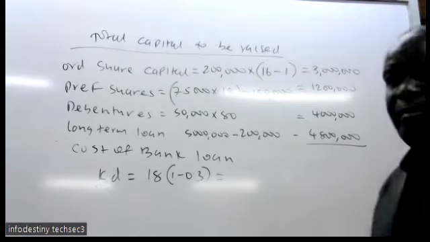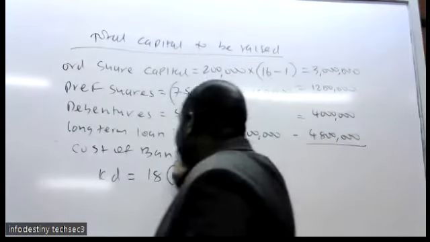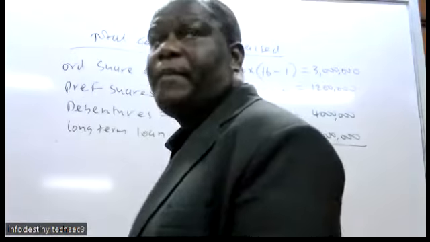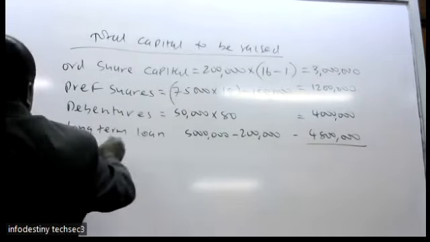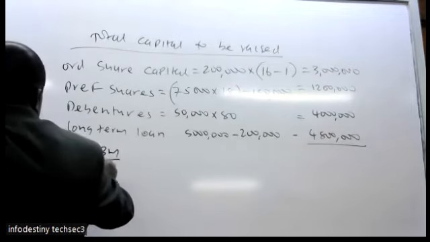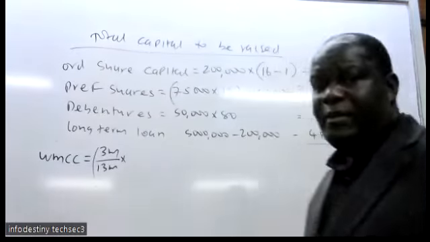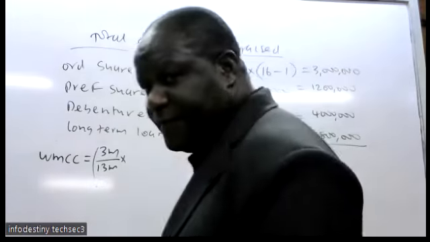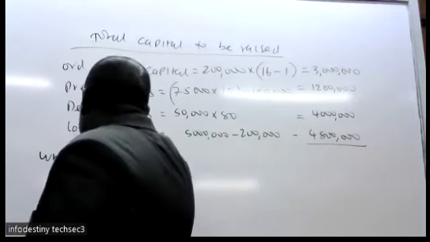Now calculate our WMCC. So to compute the WMCC, you take the 3 million divided by 13 million. So what are you getting as the cost of the ordinary share? Cost of the ordinary share you got 28.4, sorry, 3.4.